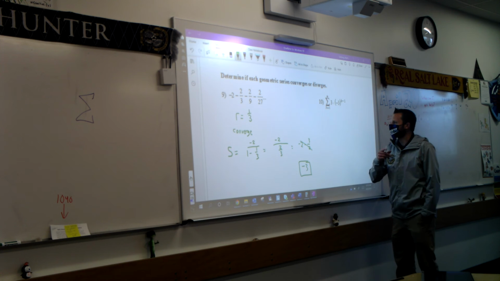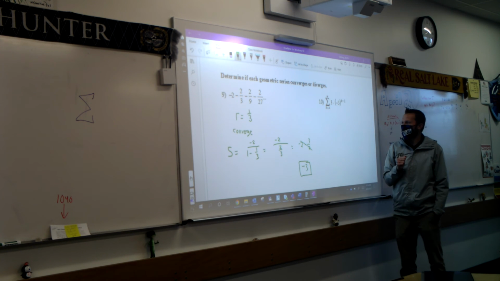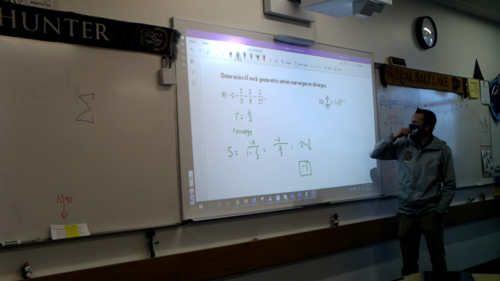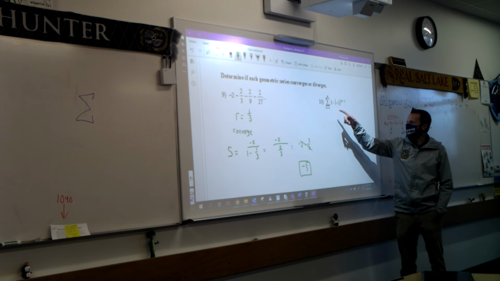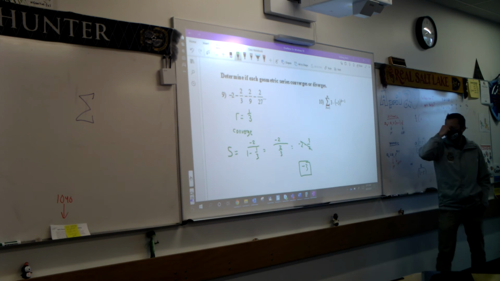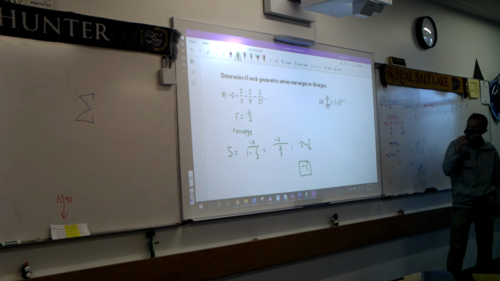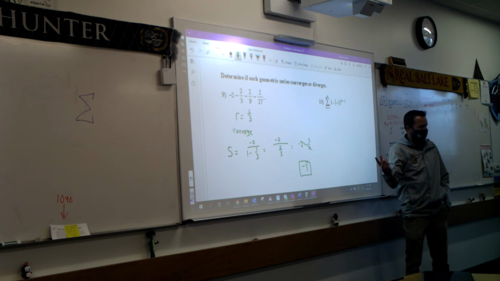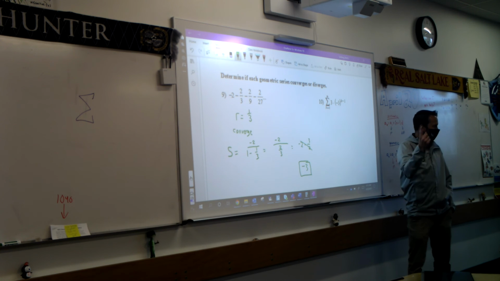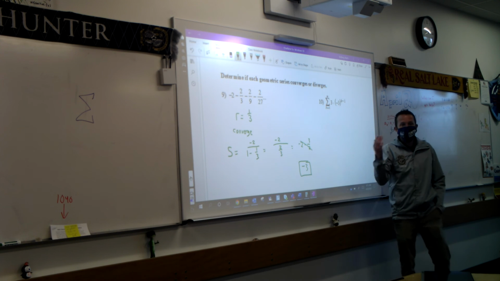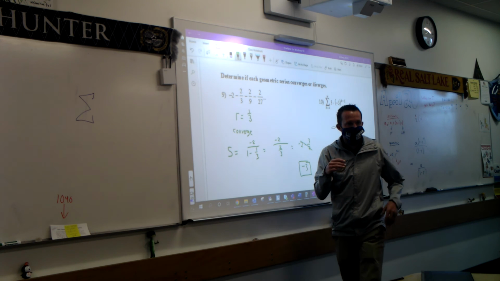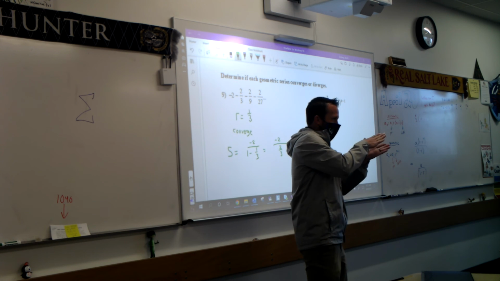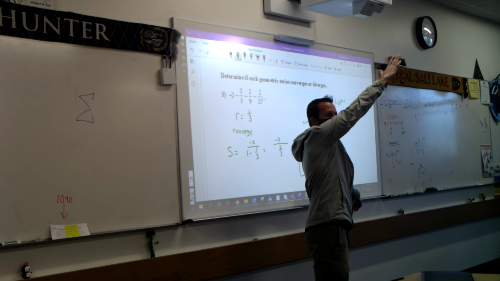Start plugging in numbers. So I plug in 1 and I get 3. And then I plug in 2 and I get negative 9. And then I plug in 3 and I get 27. And then I get negative 81. And then I get positive 243. And it alternates between positive and negative. But is it getting bigger or is it getting smaller? Well, it's alternating between positive and negative, but the numbers overall, it's kind of going like this, right?